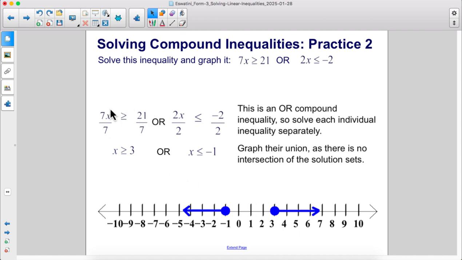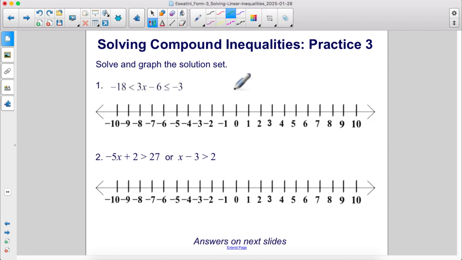Here, in this one, we're going to divide both sides by 7, and we get x is greater than or equal to 3. Over here, we're going to divide both sides by 2, and we get x is less than or equal to -1.